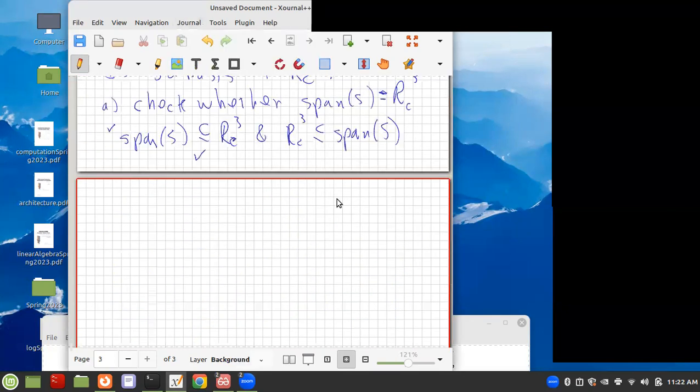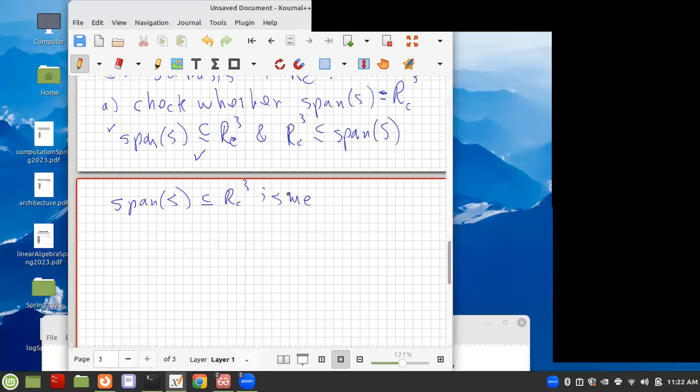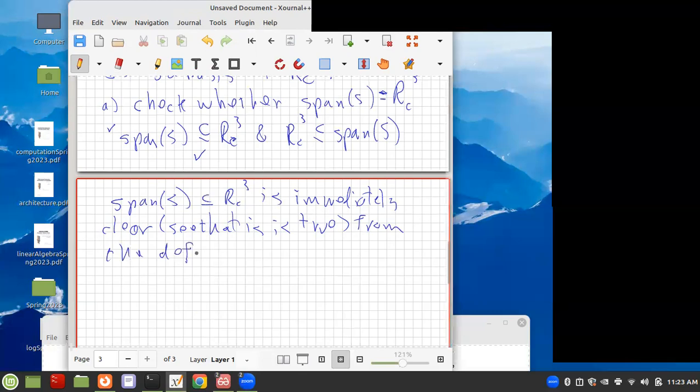It follows from your definition of a span. Okay, let me write that up. It is immediately clear, that is, you can see that it's true, from the definition of span of S. I mean, it might not be clear to you, and you might not see that it's true right away.